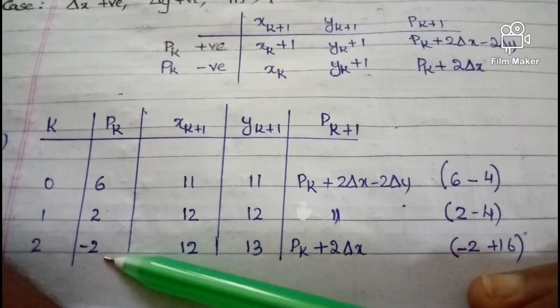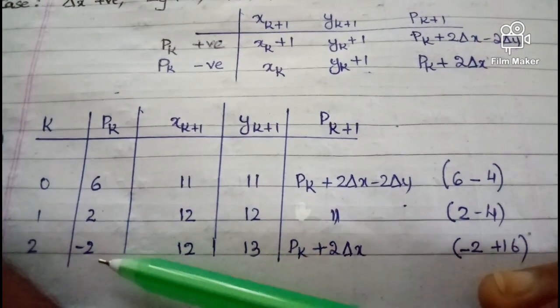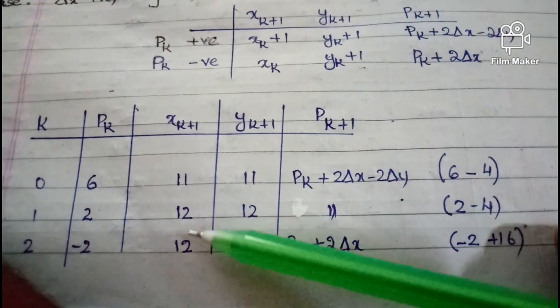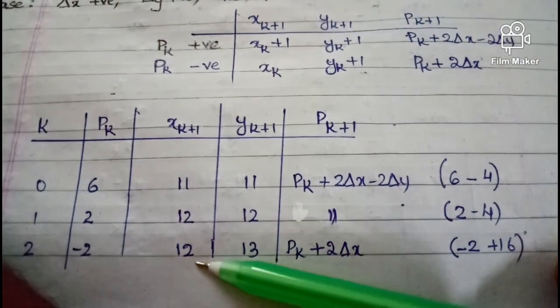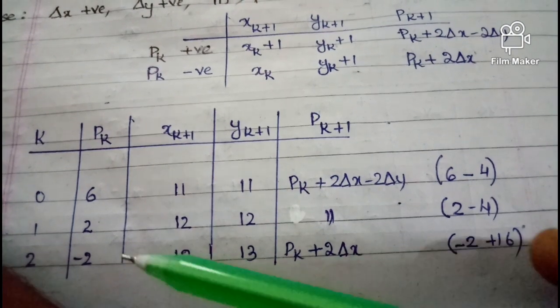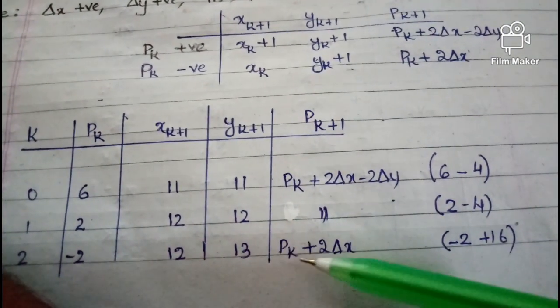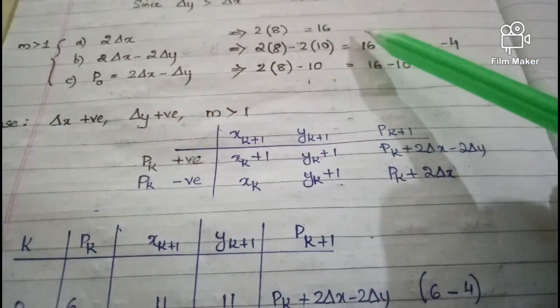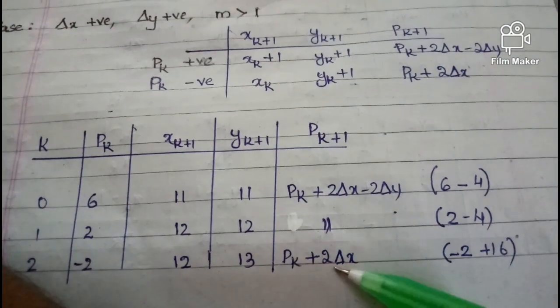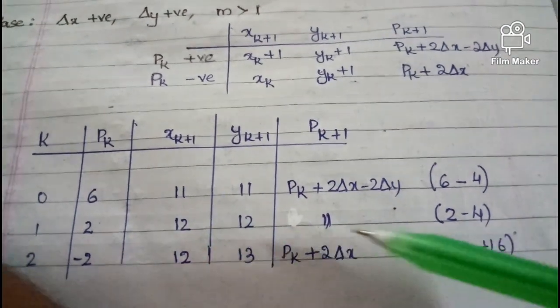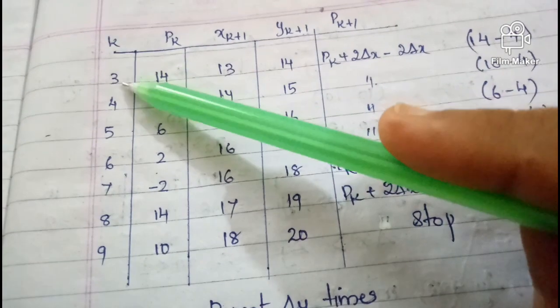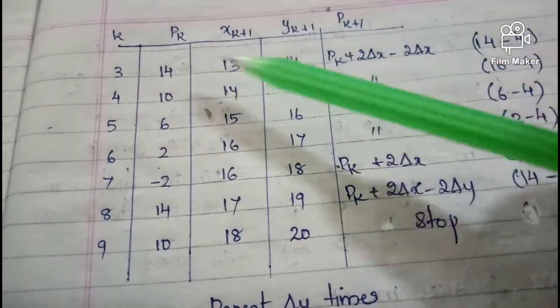And in the third row, or the third iteration, since the value of pk is negative, only y increments from 12 to 13, but x will not increment. X remains same as per the rule. And since pk is negative, next value of pk plus 1 will be computed using pk plus 2 delta x. Value of 2 delta x is 16. So pk plus 16, that is minus 2 plus 16, which is 14. So in the next row, again k, pk, xk, yk all will be written.